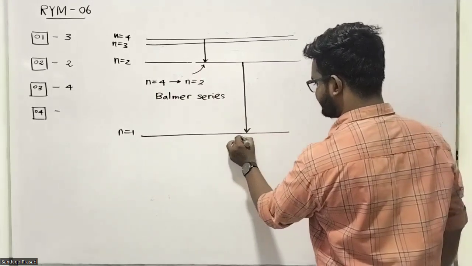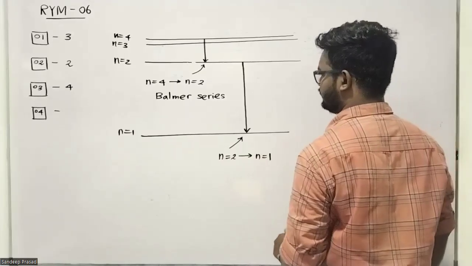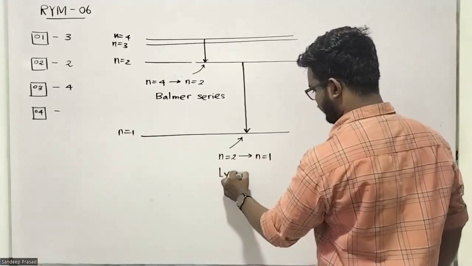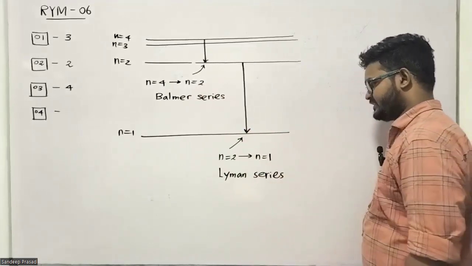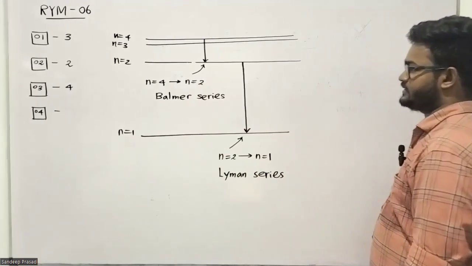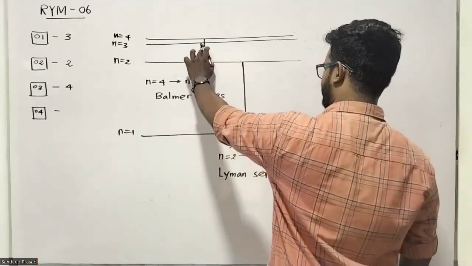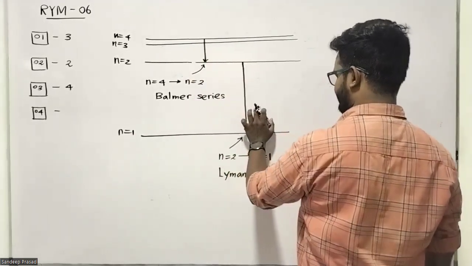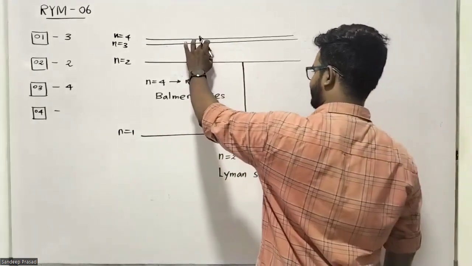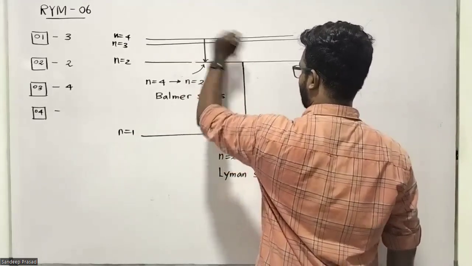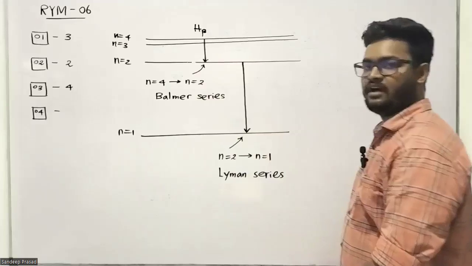Now look at this electron transition. This is n equal 2 to n equal 1, to the ground state, which means this definitely belongs to the Lyman series. This electron transition belongs to the Balmer series, and this is the Lyman series. And what else do we know? You can consider that when you compare these two lines, this line has the highest frequency and the highest energy. And we know that this is actually H beta. H beta means the green color one.